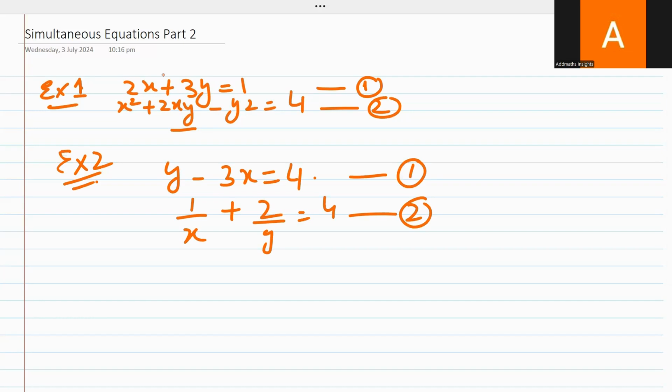So in the last video, you learned that whenever we have to solve simultaneous equations in which both equations are linear, then we have 3 ways to solve: elimination, substitution, and the last one was the graphical way. But when you are given simultaneous equations in which one of them is linear and the other is quadratic, then you use the substitution method.